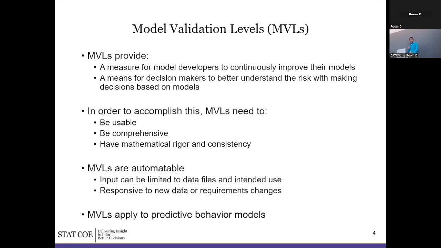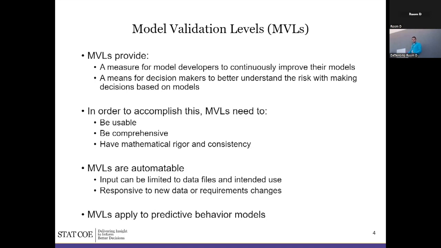And then, as well as ease of use, this also applies to that continuous improvement that we alluded to. Again, it's automatable. If you have requirements change, new data come in, or a mission change, it's easy recalculation of your validity.